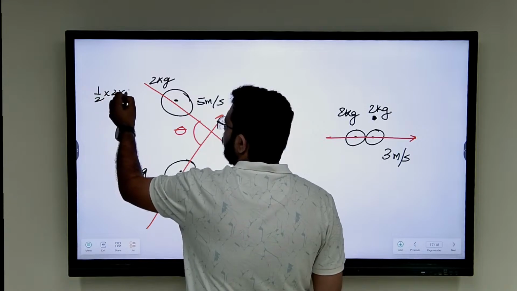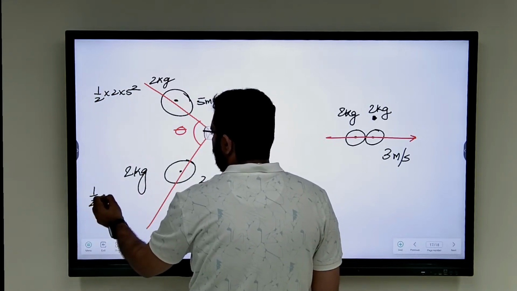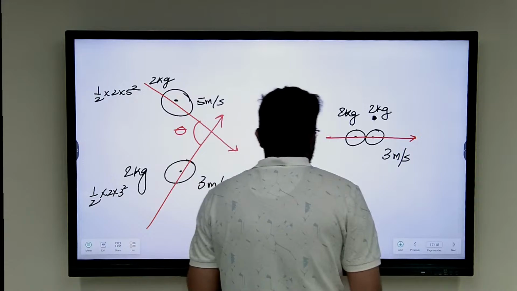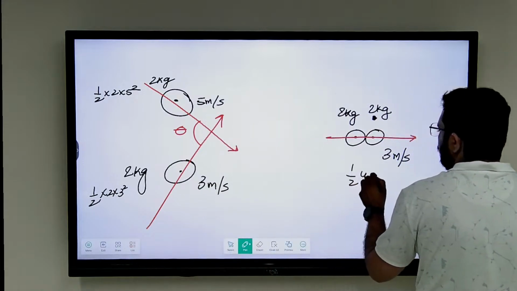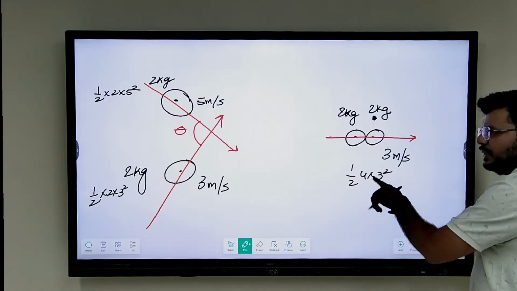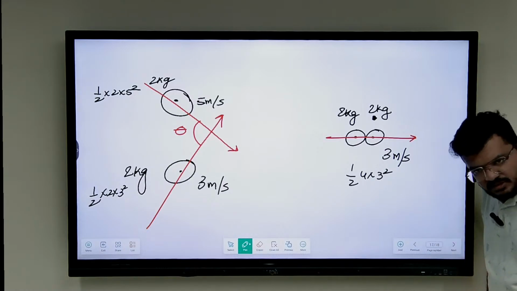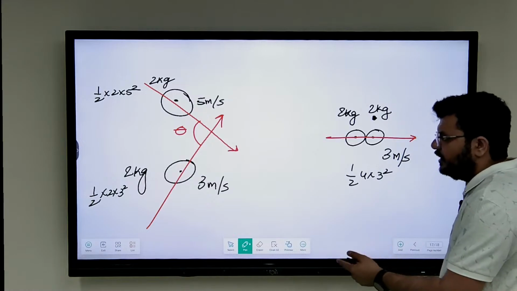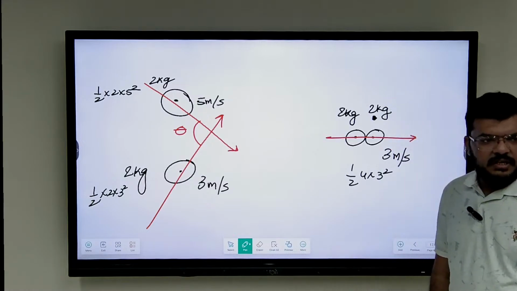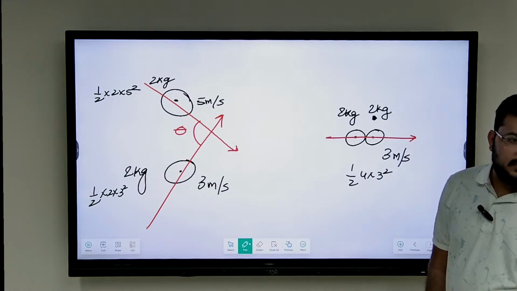Half into 2 into 5 squared, half into 2 into 3 squared, right? This will be half into 4 into 3 squared. Clearly there is energy lost, isn't it? But there is one more way. Instead of finding energy, there is one more way where you can say if the collision is elastic or inelastic.